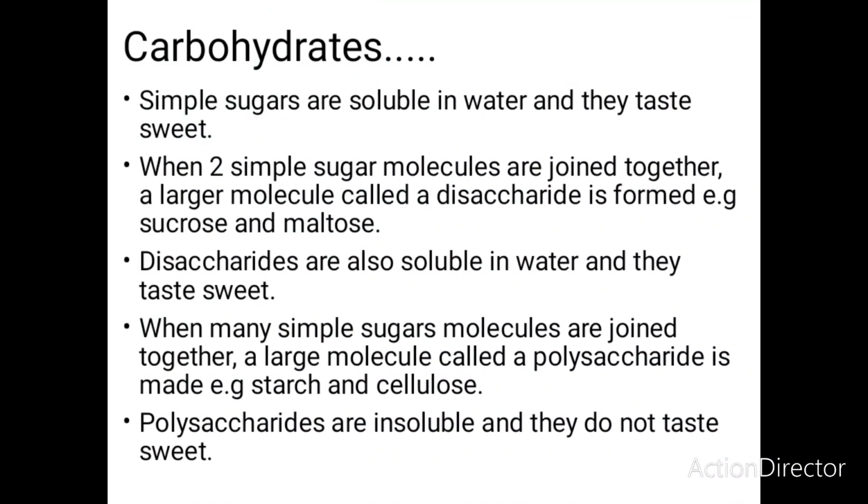Simple sugars are soluble in water and they taste sweet. When 2 simple sugar molecules are joined together, a larger molecule that is called a disaccharide is formed. For example, if we join one glucose molecule to another glucose molecule, we form maltose. So maltose is the disaccharide. Disaccharides are soluble in water and they taste sweet.